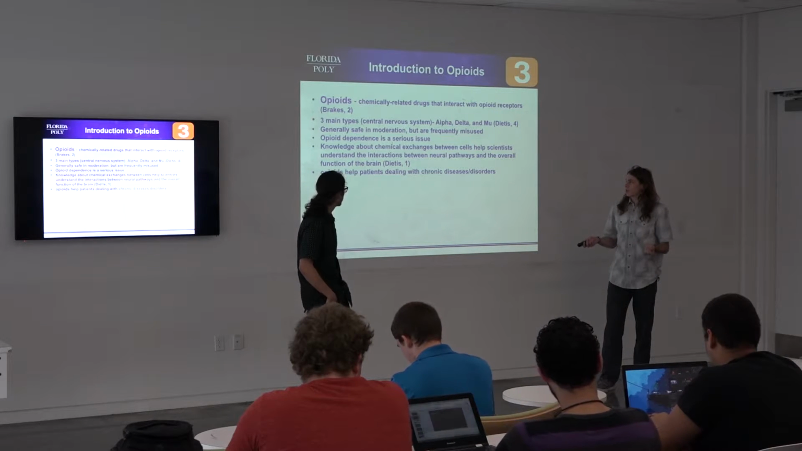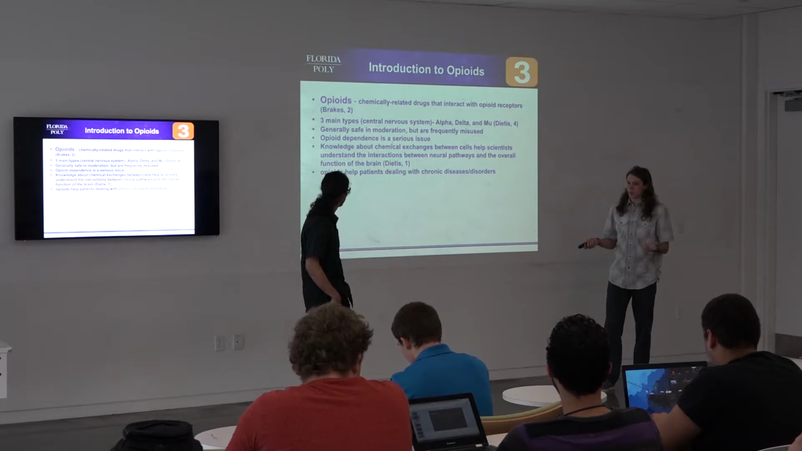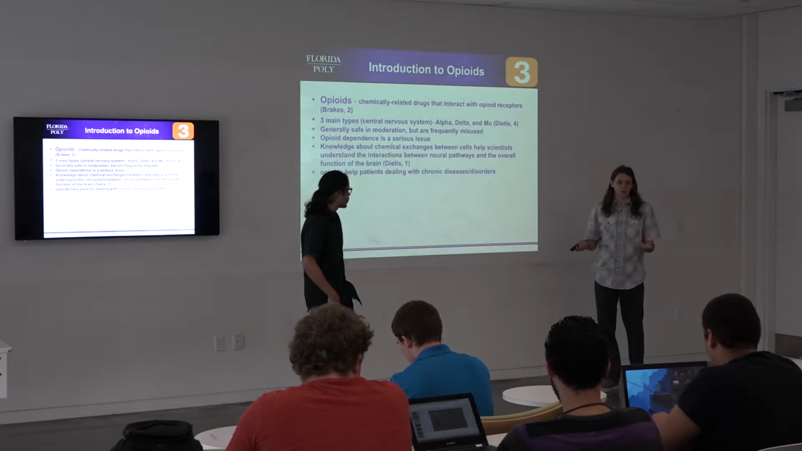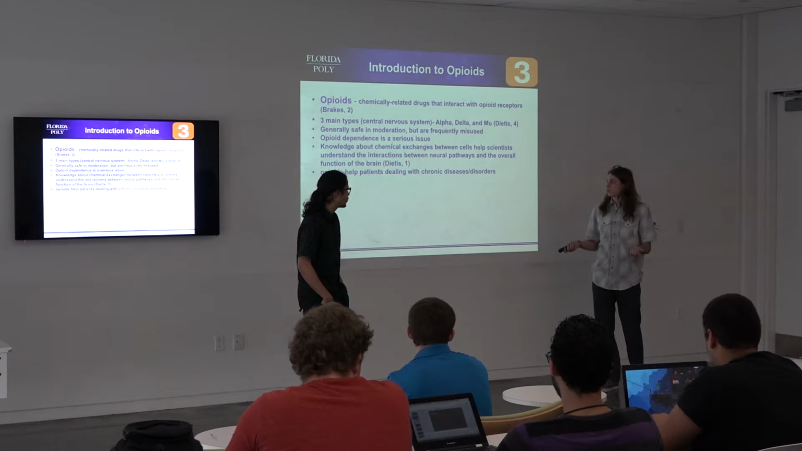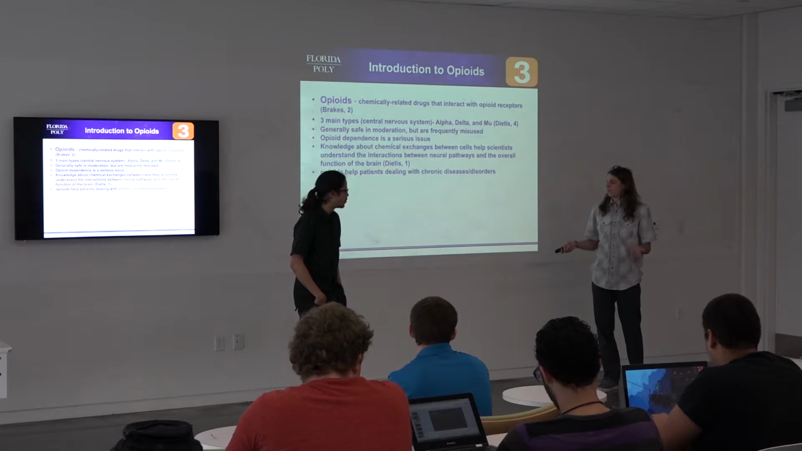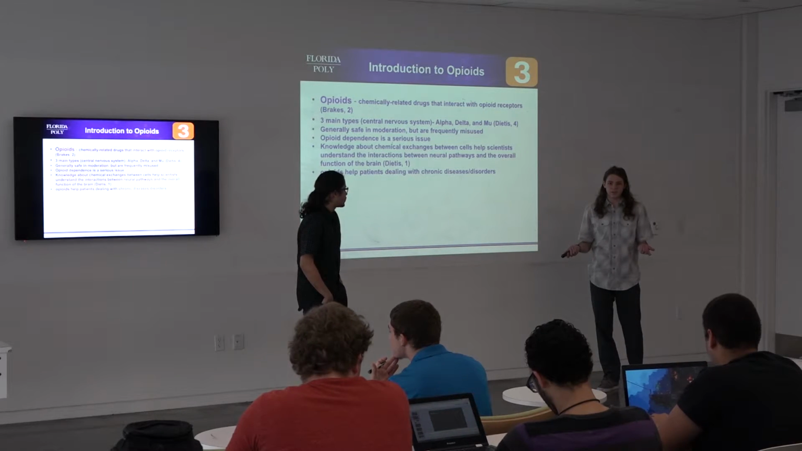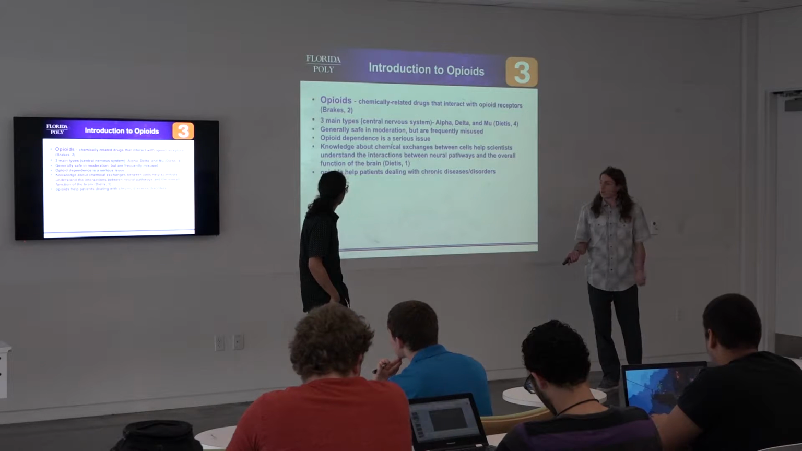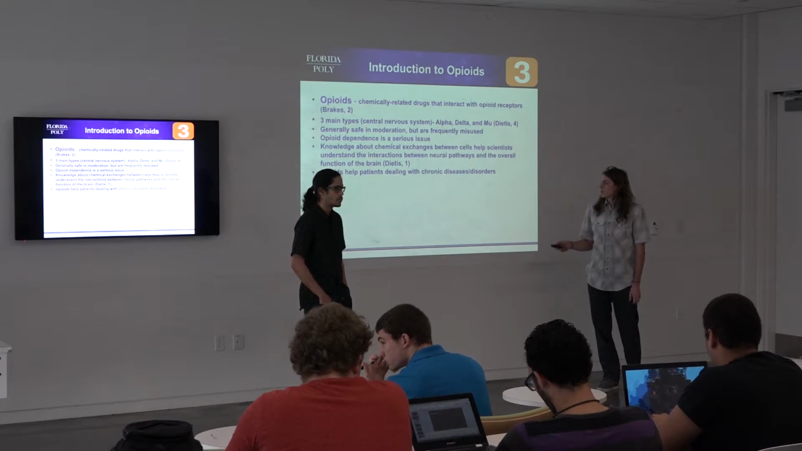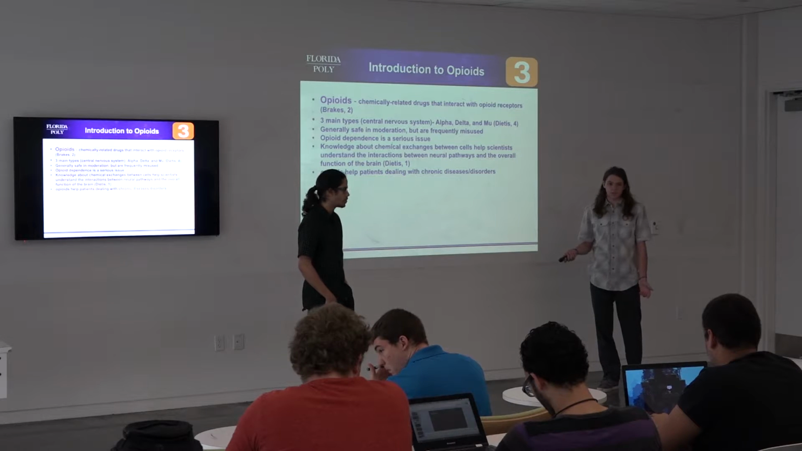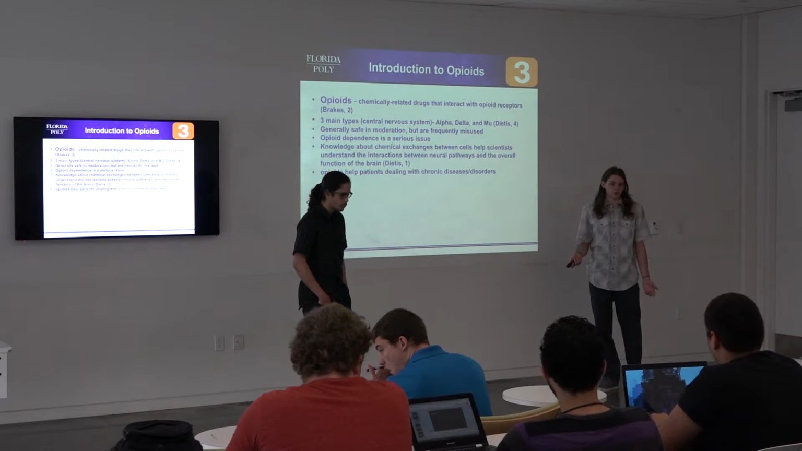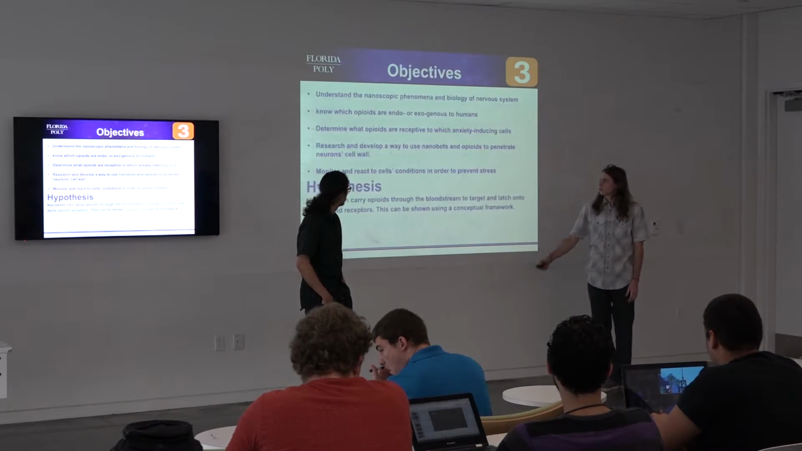Knowledge about the chemical exchanges between opioids and cells helps scientists figure out interactions of the neural type and the overall function of the brain just generally, because it's a key function. And opioids help patients dealing with chronic diseases and disorders because opioids are generally used for pain treatment.